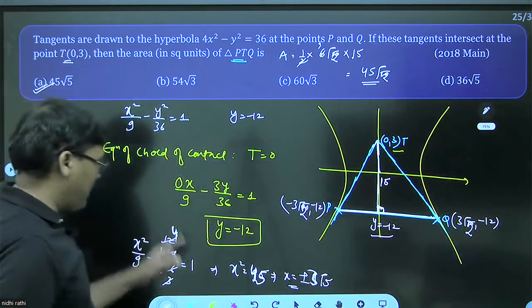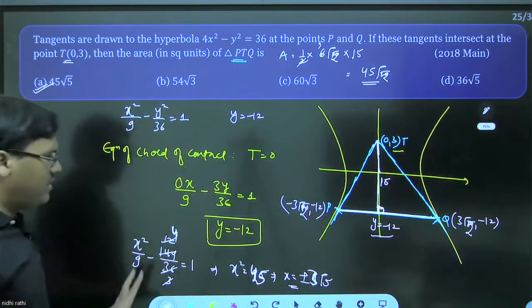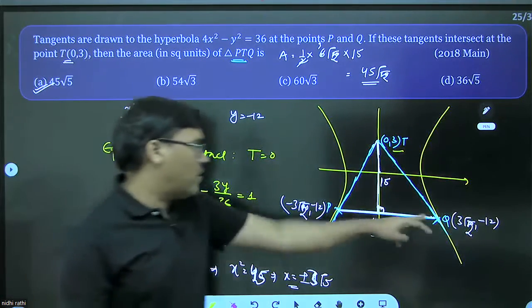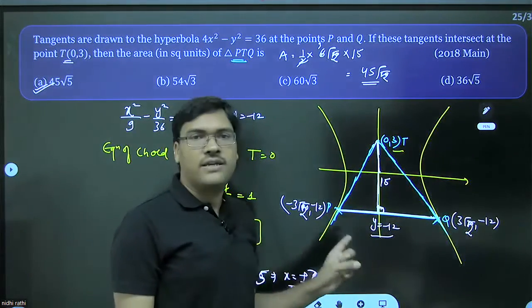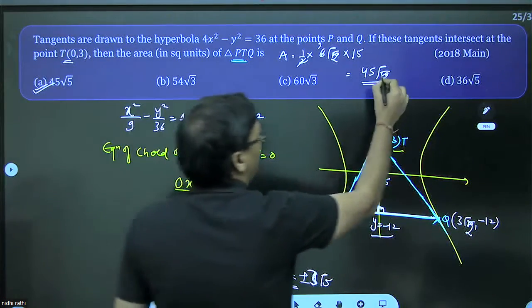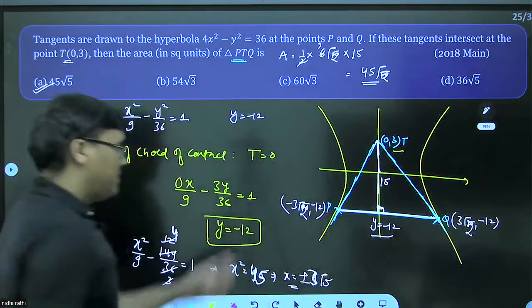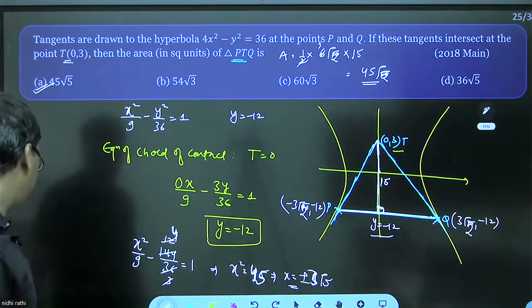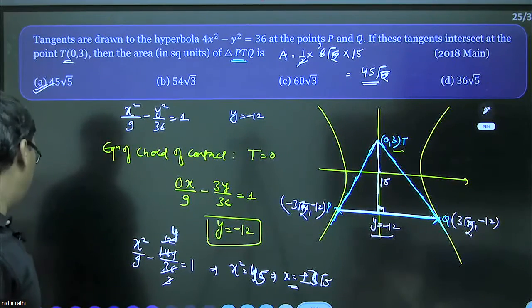So you can just check the calculation. It's very easy to find this. The idea is you have to find the chord of contact and just write the area of this triangle. Okay. So the answer will be 45 root 5. You can just check the calculation part here. Okay. So now let's move to the next question.